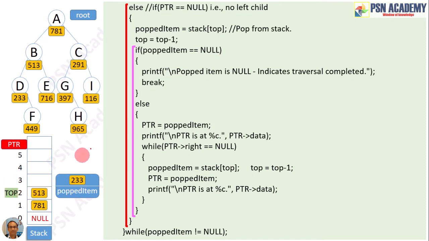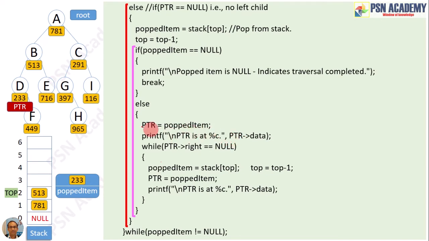Top goes down, and then we will check whether the popped item is null or not. We see that popped item is not null. So this else block will be executed. PTR is set to popped item. The PTR is null now. It will be set to 233. You print the data. This is our processing part.